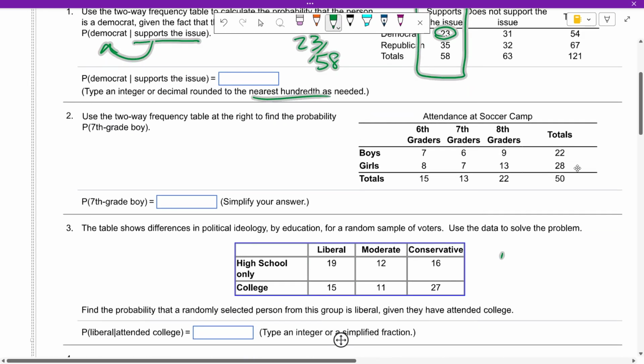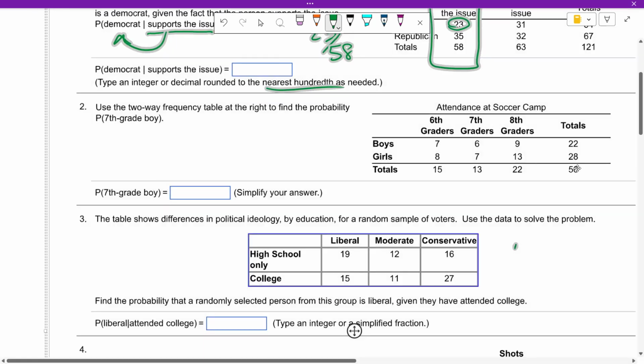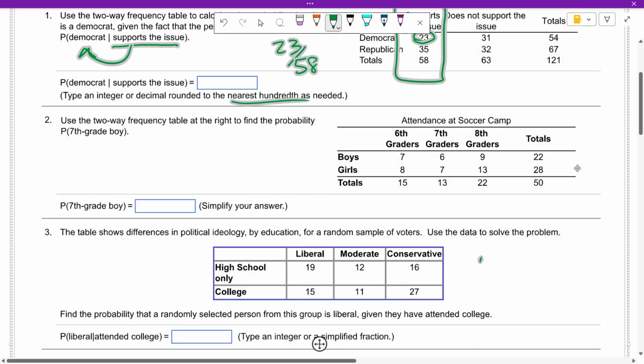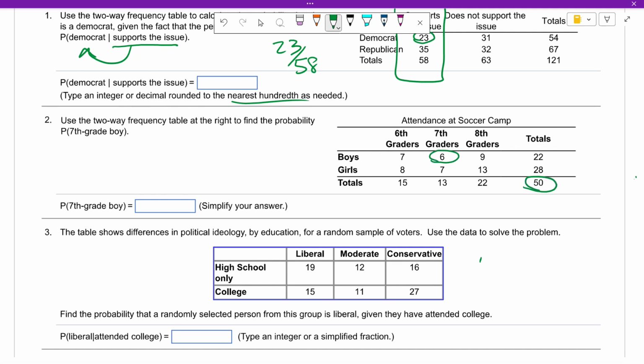Use a two-way frequency table to find the probability that somebody is a 7th grade boy. A 7th grade boy is right here. Do they say given anything there? And the answer is no. So that's out of everybody. Unless they say given something, that's out of everybody. So it's 6 out of 50. If you're supposed to simplify your answer, that's 3 out of 25. The probability somebody is a 7th grade boy is 3 out of 25.